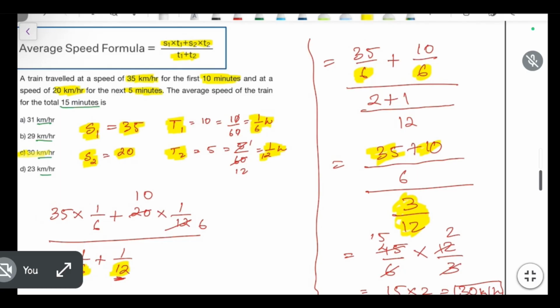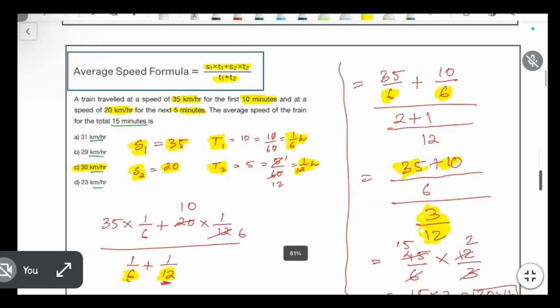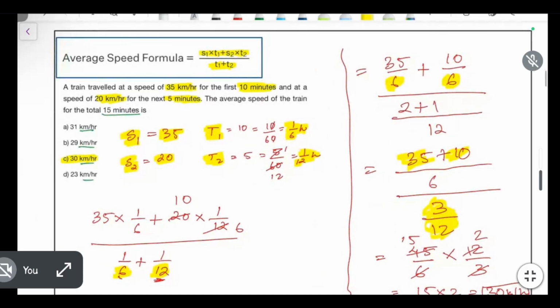Even if you are trying with the other method, your answer should be 30 kilometer per hour. So the answer here is option C, which is 30 kilometer per hour. Any doubts here? Because there are lots of fractions here. If you have doubts, then I'll clarify that part.